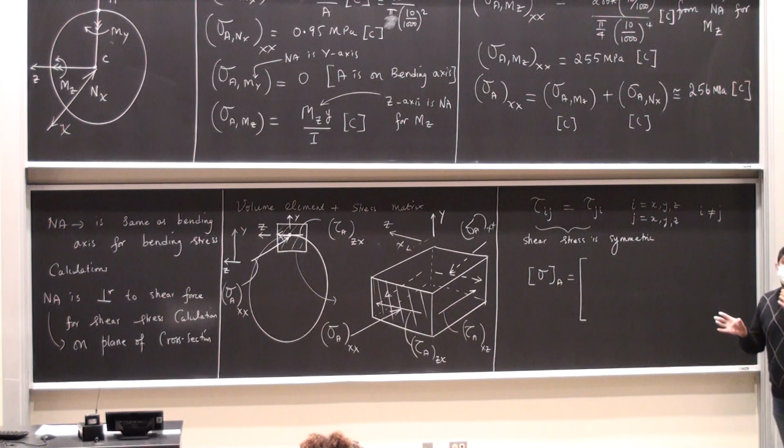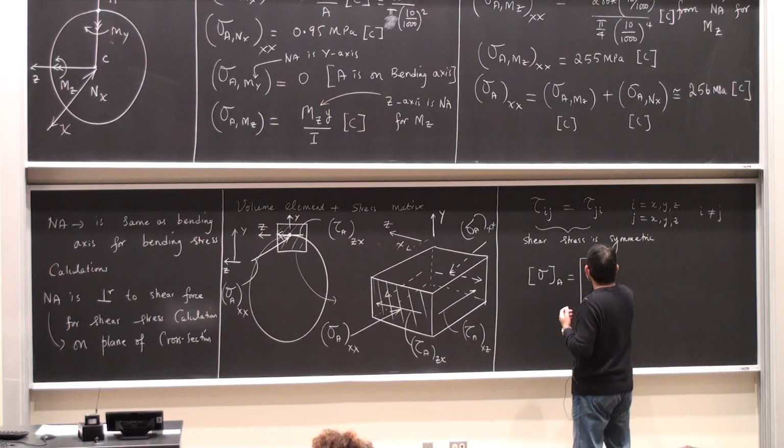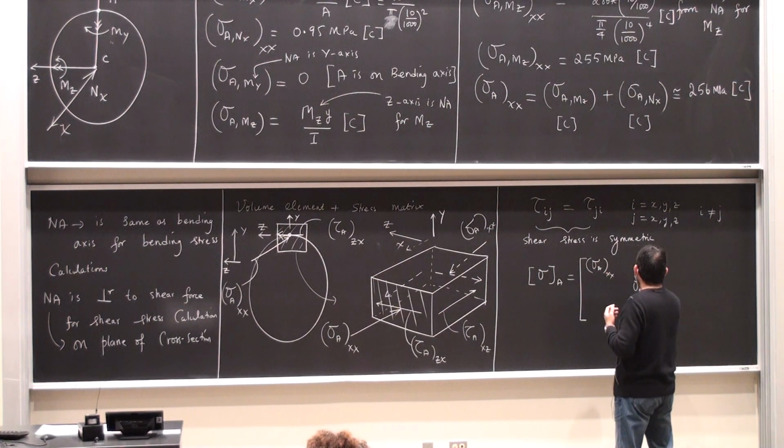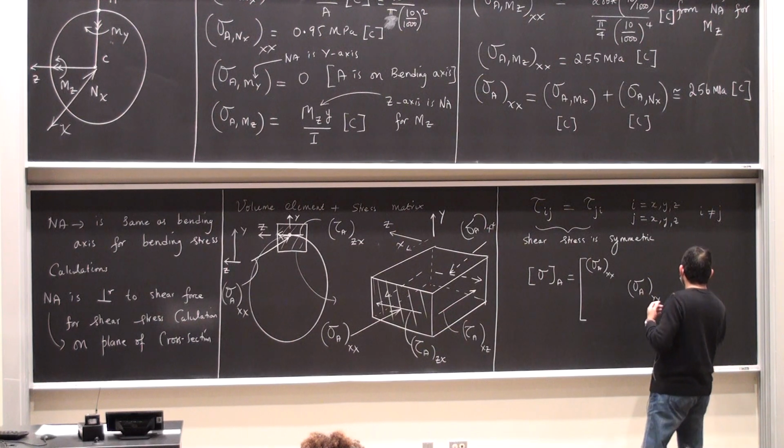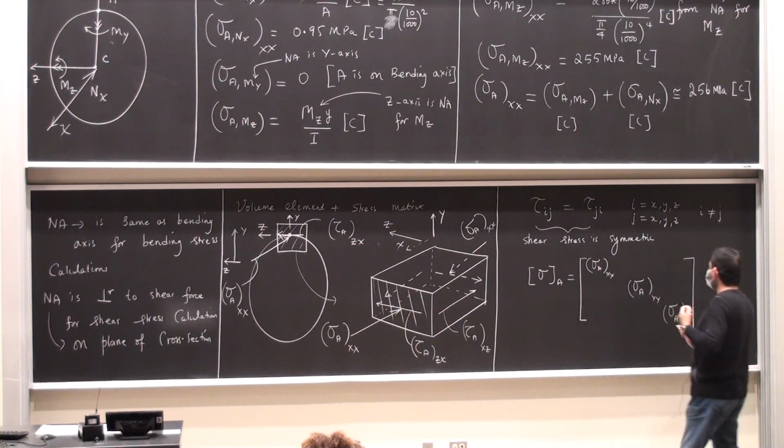Here is the standard form of writing the stress matrix. The diagonal elements are all the normal stress elements. So this is going to be sigma A XX, sigma A YY, sigma A ZZ.